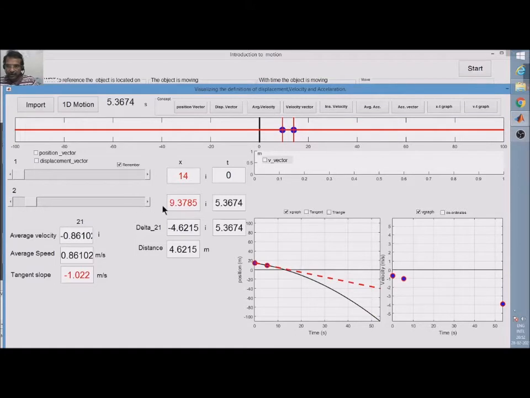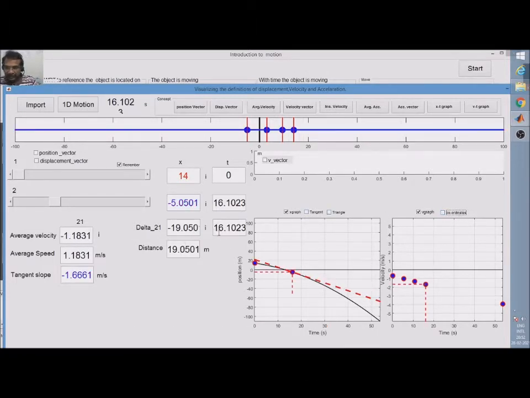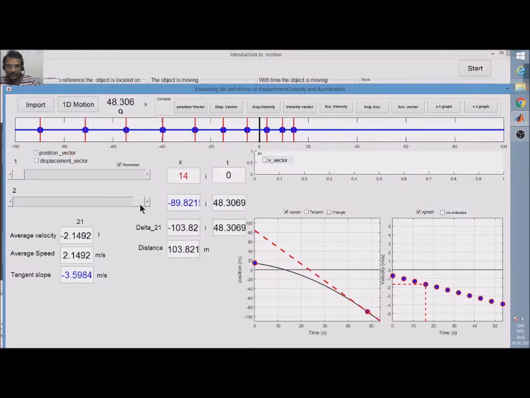At t equal to 5.3 seconds, t equal to 10.7 seconds, and at t equal to 16.10 seconds, the velocity is -1.6. So as the speed is picking up, the distance between two lines here would increase as it is covering more and more distance in the same interval of time.